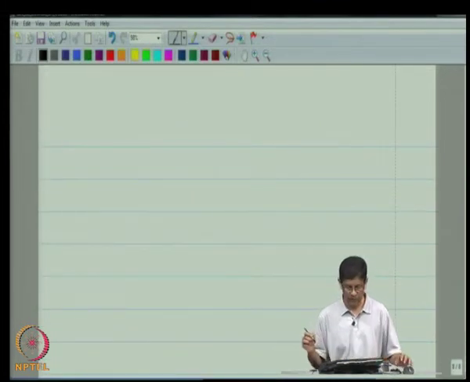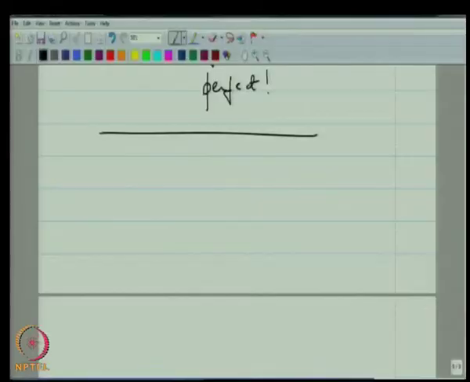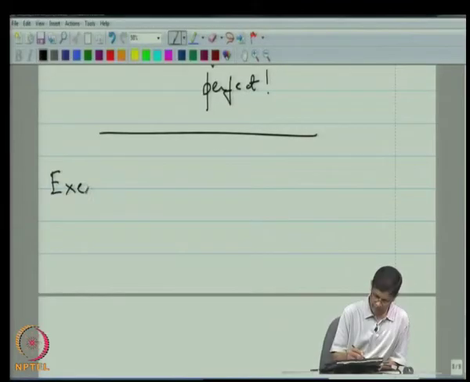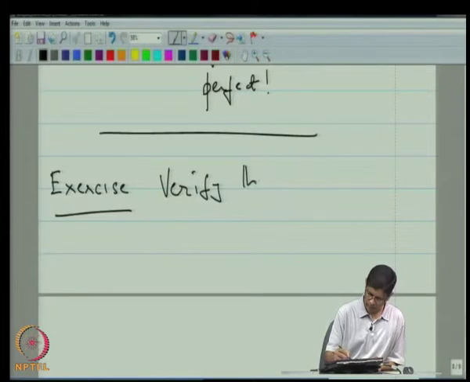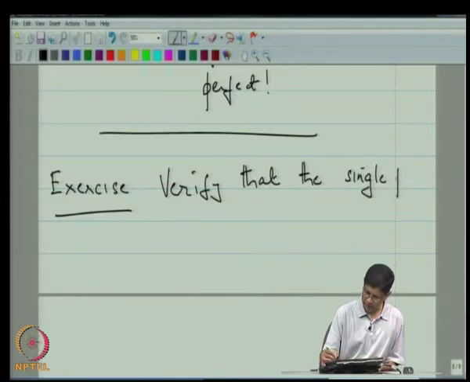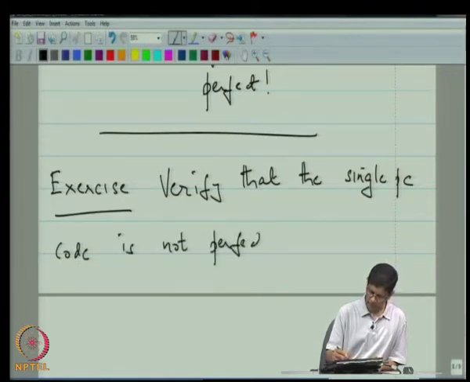Now naturally you must be wondering, well, how about the single parity check code? Are they also perfect? So you can verify. I'll leave this as an exercise. Verify that the single parity check code is not perfect in general.